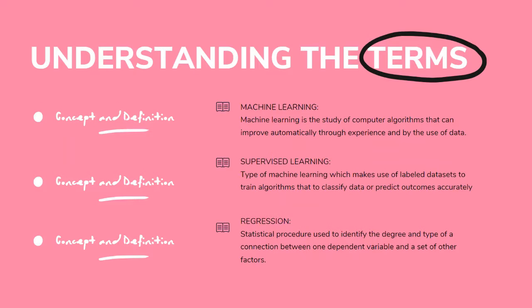Now, let's understand all the terms behind. First one, machine learning. Machine learning is the study of computer algorithms that can improve automatically through experience and by the use of data. It is the study of making machines more human-like in their behavior and decisions by giving them the ability to learn and develop their own programs. This is done with minimum human intervention, that is, no explicit programming.